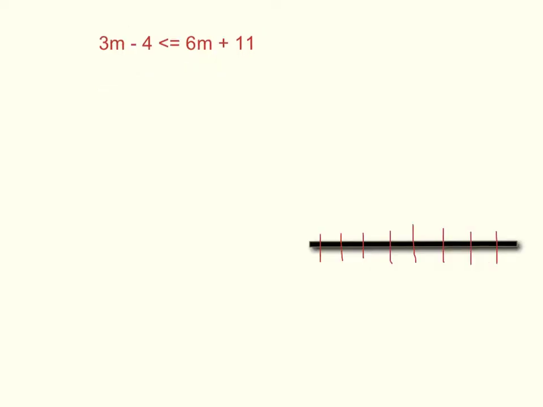So the first thing we do is combine like terms. Since 3m is less than 6m, we're going to subtract 3m from both sides. So now we have -4 is less than or equal to 3m plus 11. So next we're going to subtract 11 from both sides so we can get the 3m by itself.